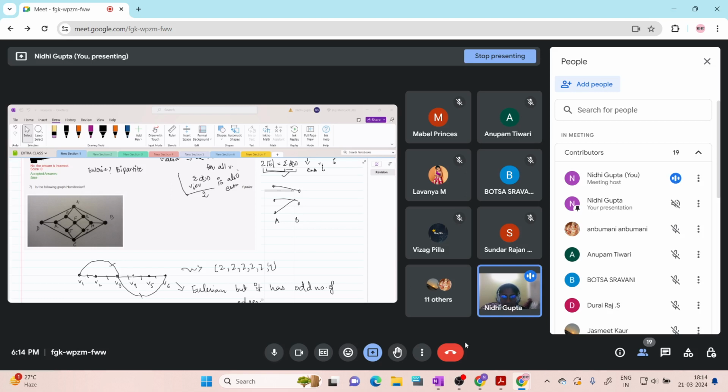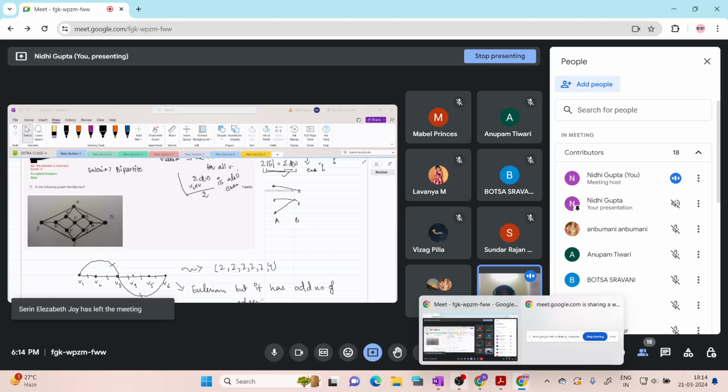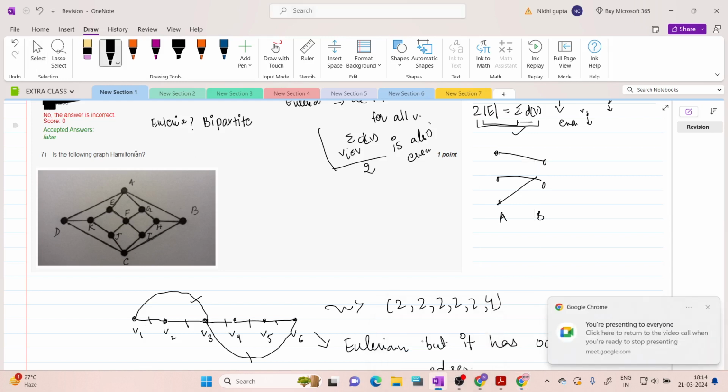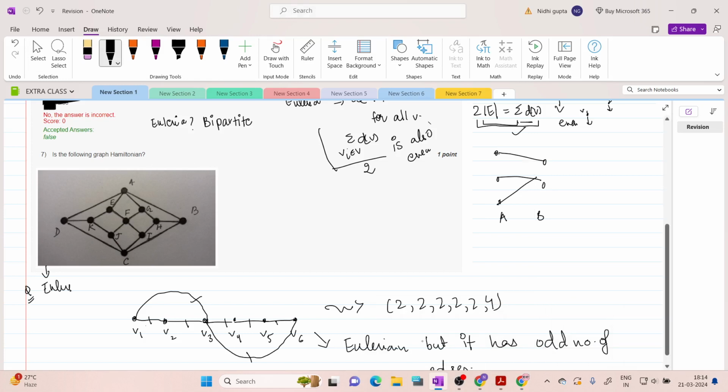So for Eulerian graph, first of all, tell me if this graph is Eulerian. This is question 7. For Eulerian I have given you a necessary and sufficient condition. So is this graph Eulerian?